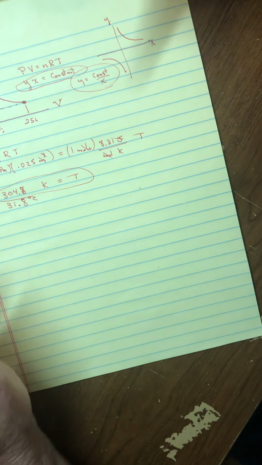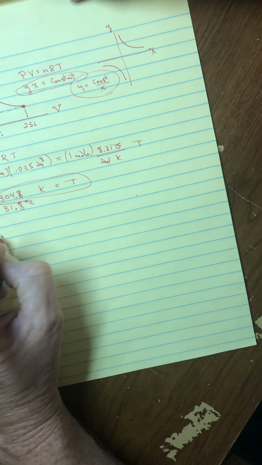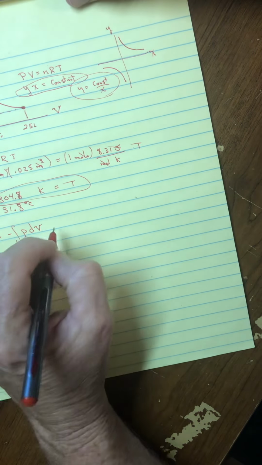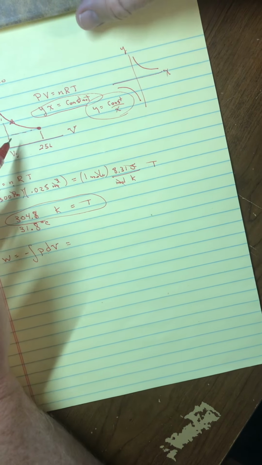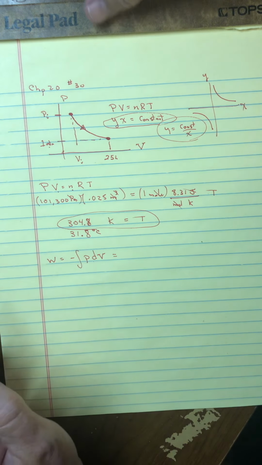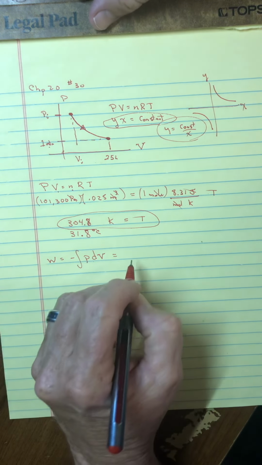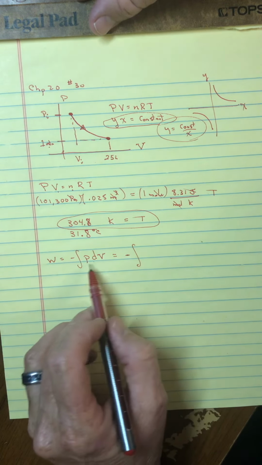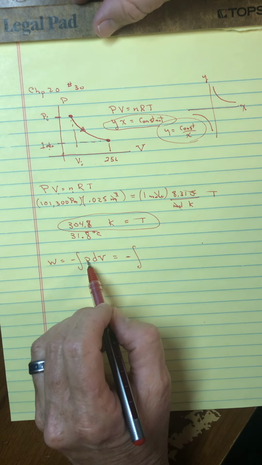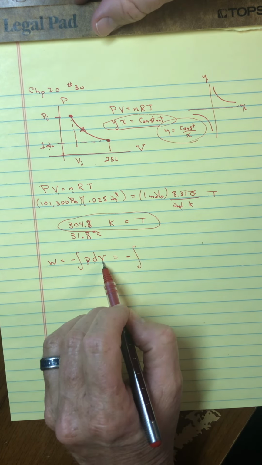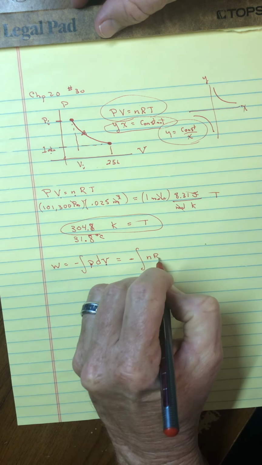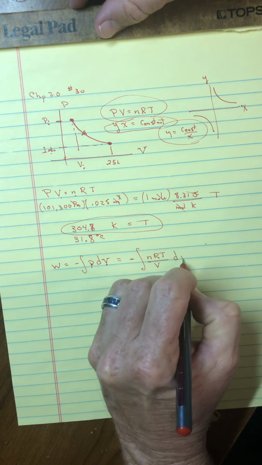Now, the other one is the work being done, and the work is always negative the integral of P dV. Now, for this particular case, as you can see up here in the PV diagram, the pressure and the volume are changing. But the temperature is not. And so the key to doing this type of process when calculating the work is to change pressure into an equation involving volume. And we do that again with the ideal gas law. So this could be written as nRT over V dV.